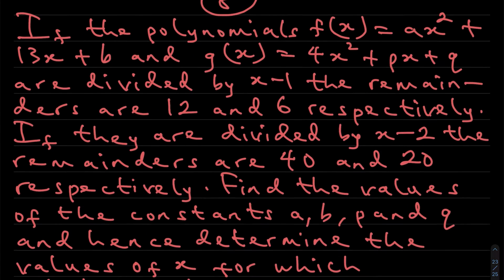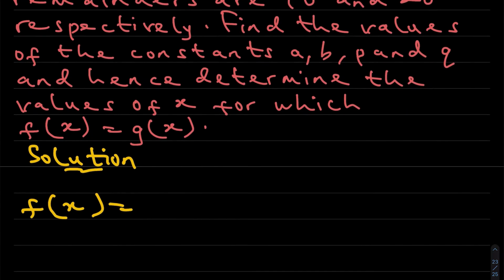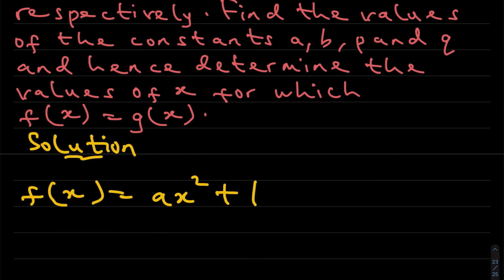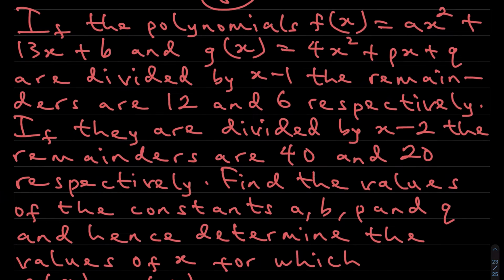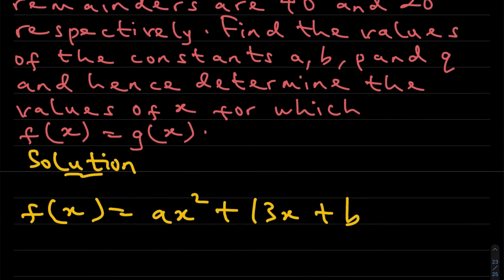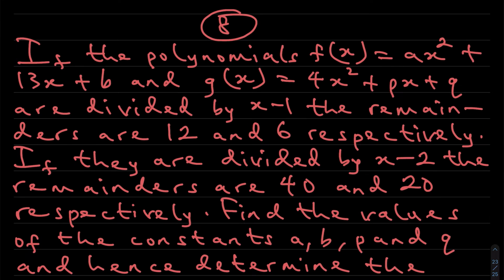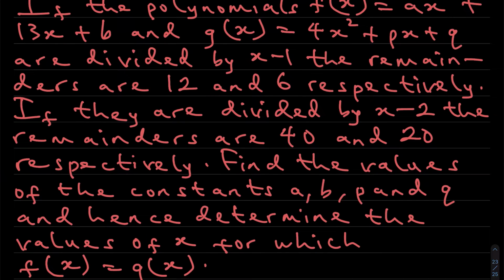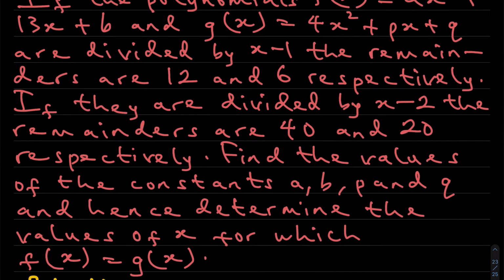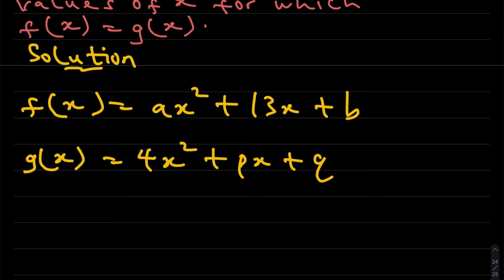Now, f of x equals ax squared plus 13x plus b, and g of x equals 4x squared plus px plus q. Let me write the two polynomials first. Now, when both of them are divided by x minus 1, the remainders are 12 and 6 respectively. When f of x is divided by x minus 1, the remainder is 12.